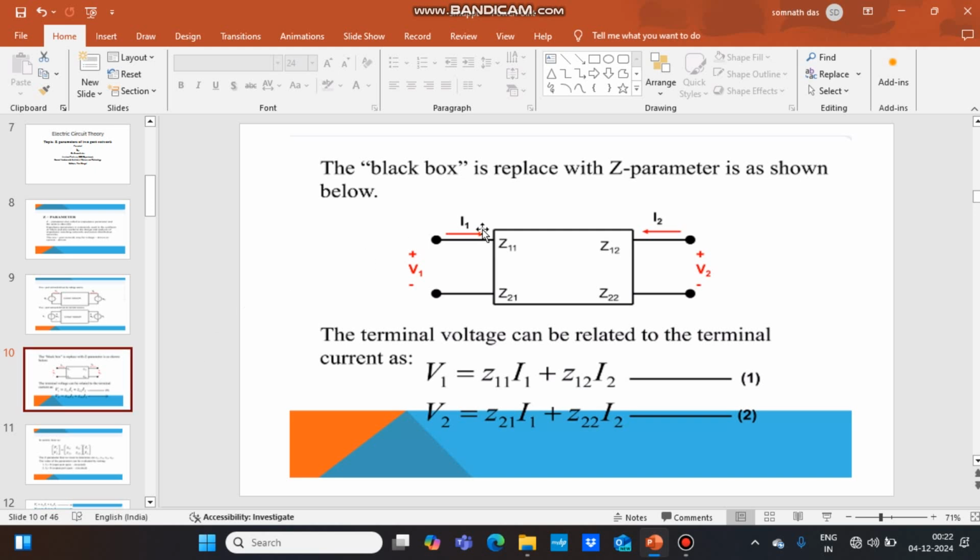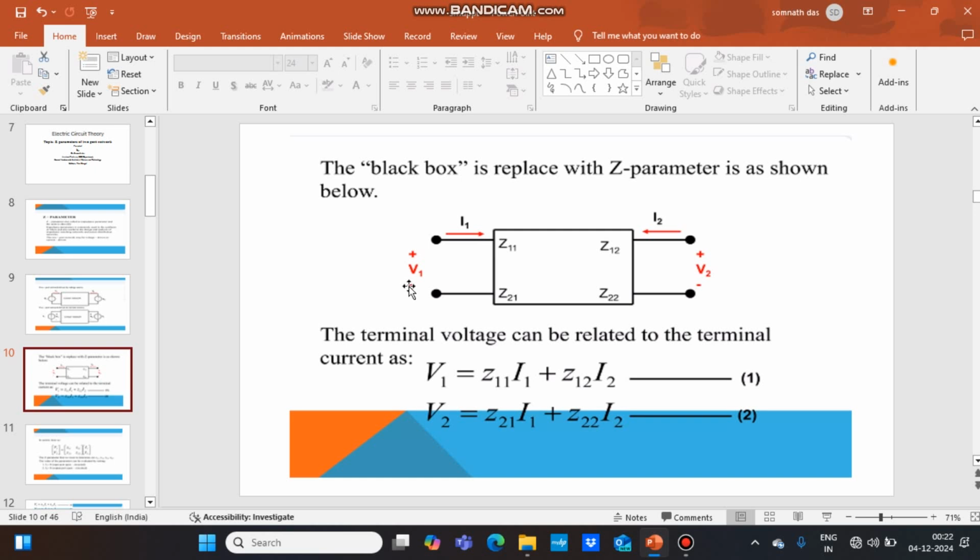The black box is replaced with Z parameters. Within the rectangular box, 4 Z parameters are shown: Z11, Z12, Z21, Z22. The two-port network is represented by these 4 Z parameters, and at the input port we have V1 voltage and input current I1. At the output port we have V2 voltage and output port current I2.